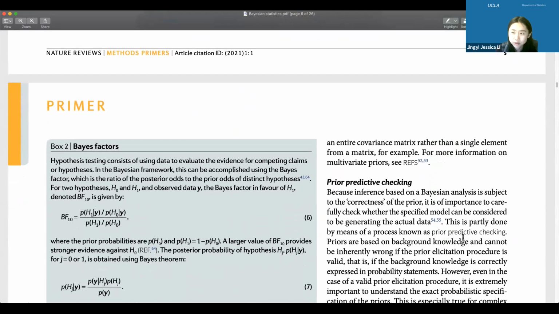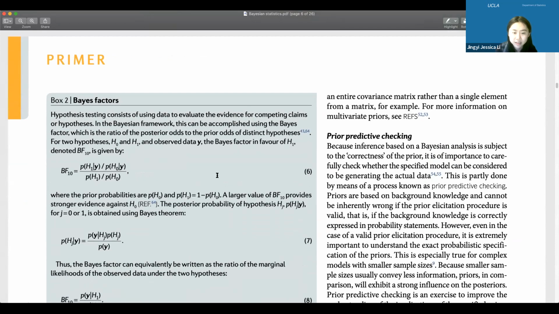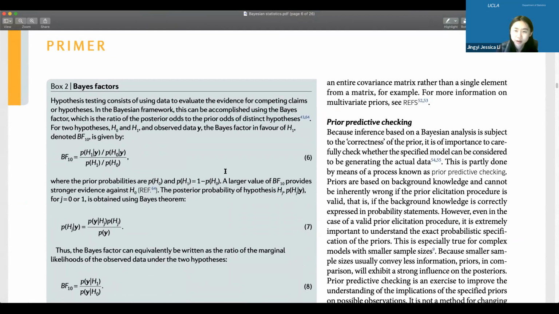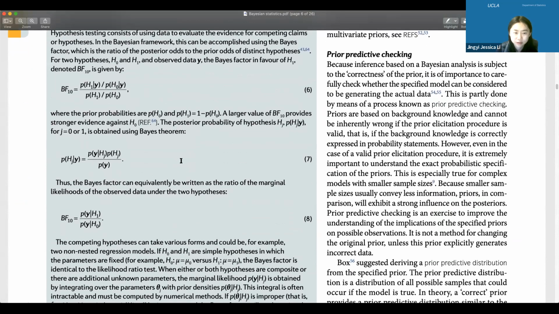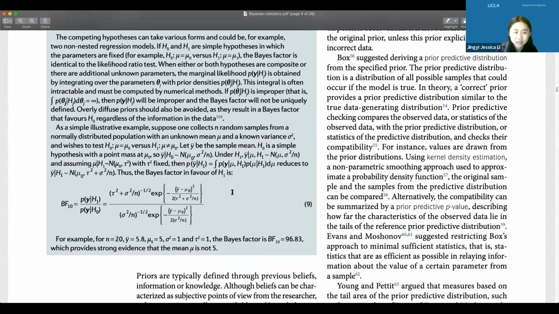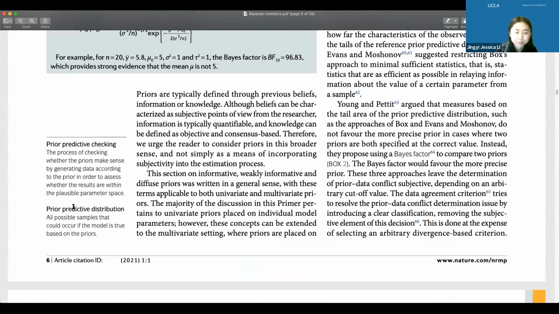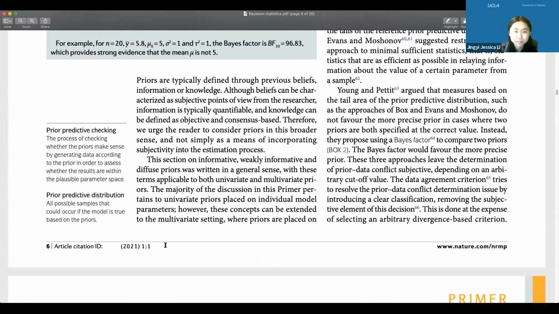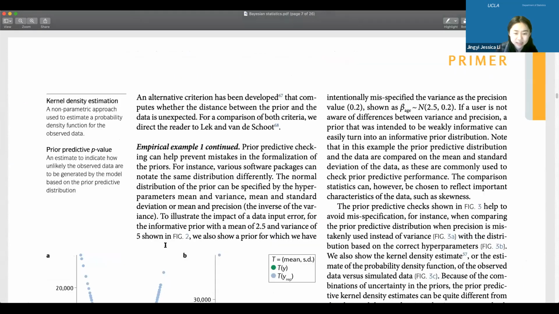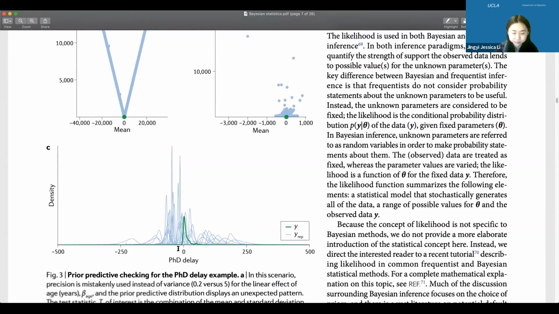And also, I will go over other things quickly. So it talks about Bayes factors, which we also talked about before. So it's worth looking at it. And furthermore, it talks about this idea called prior predictive distribution. So it's a way to check if the prior actually makes sense. So what does it mean? Let me just quickly go over here.